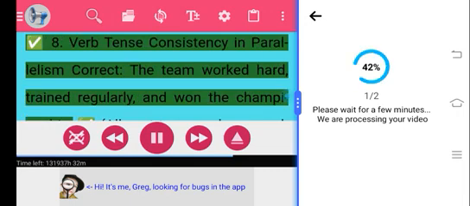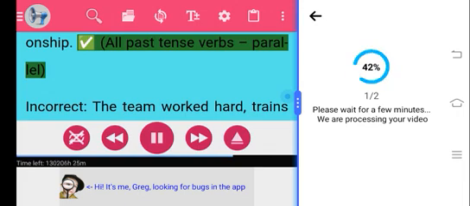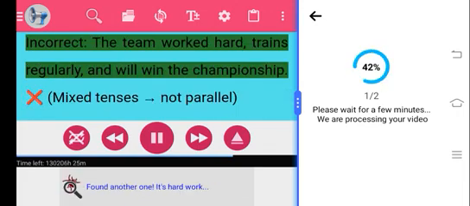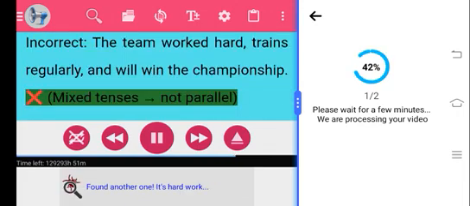8. Verb tense consistency and parallelism. Correct: The team worked hard, trained regularly, and won the championship. All past tense verbs, parallel. Incorrect: The team worked hard, trains regularly, and will win the championship. Mixed tenses, so not parallel.